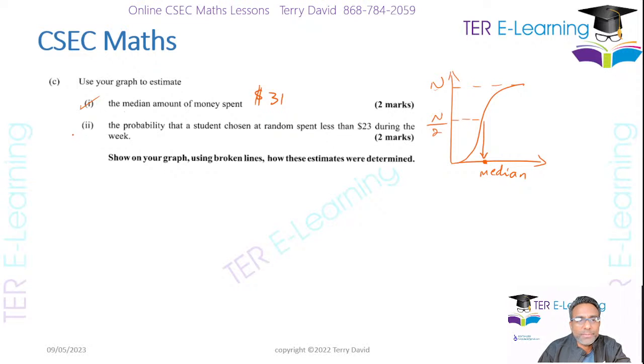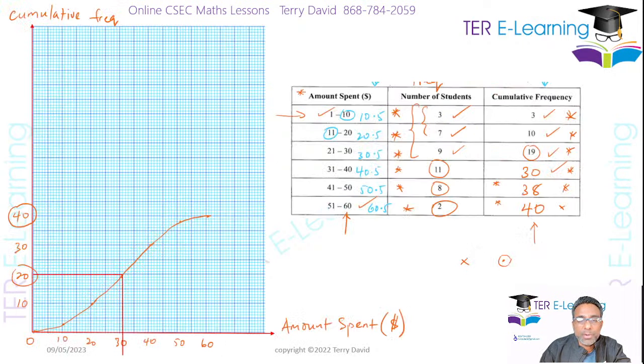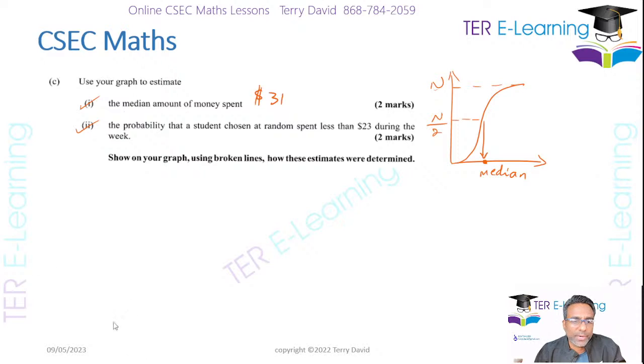The second one here: what's the probability that a student chosen at random spends less than $23? Now, one thing you have to remember when it comes to a cumulative frequency graph is that it always gives you less than. So whenever you see a question asking about more than, you have to do something a little different. So they said less than $23.